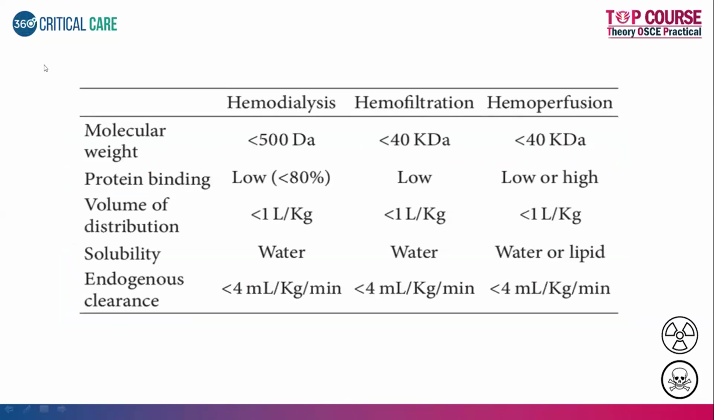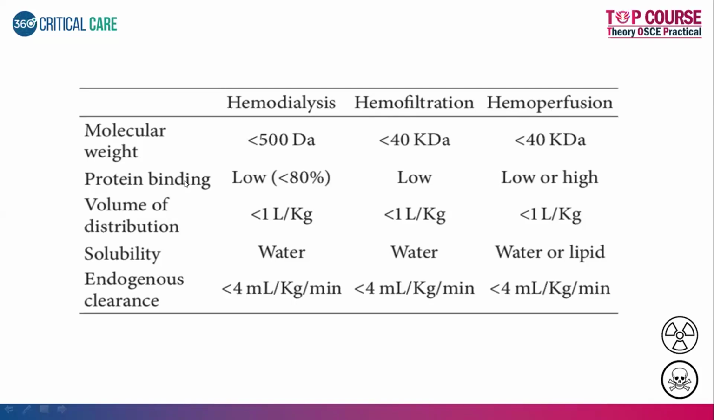So coming to the different methods by which we can do these extracorporeal therapies: hemodialysis, hemofiltration, and hemoperfusion. I'll come to it in the later slides. So this is nothing but the molecular weight. If the molecular weight is less than 500 daltons, it can be easily removed by hemodialysis. For hemofiltration and hemoperfusion, even kilodaltons work. So high molecular weight toxins can be removed by hemofiltration and hemoperfusion.